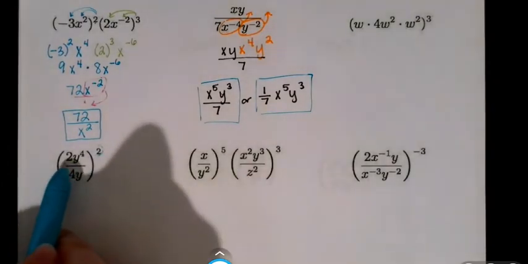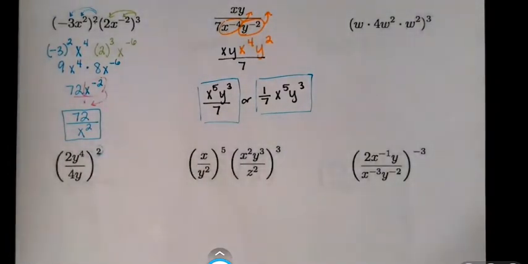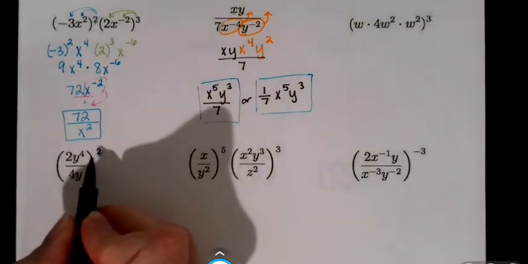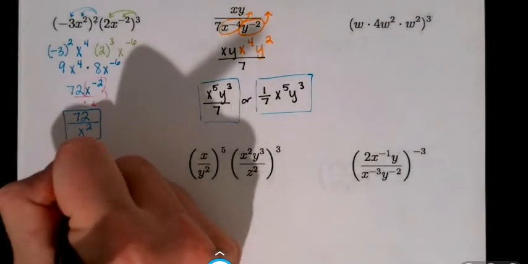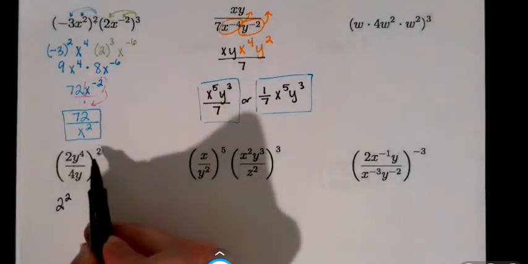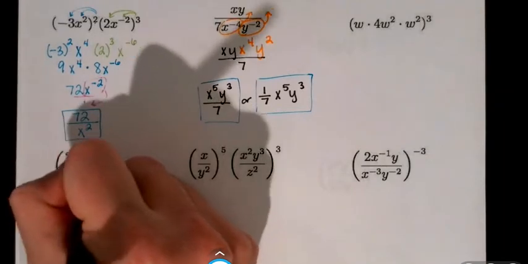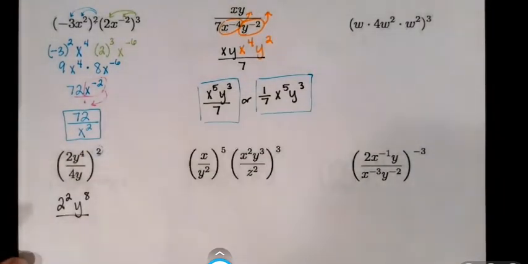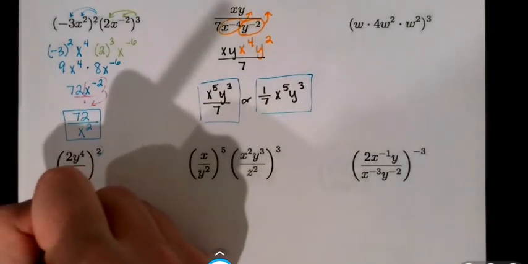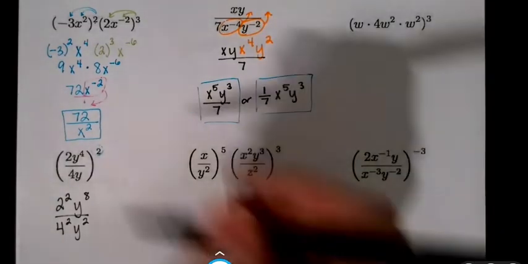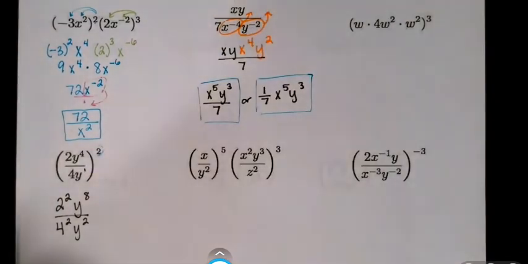So I have my coefficient out front. I'm actually going to change my pen and use the black one. So my coefficient 2 is being raised to a power of 2, so I'm going to write that down first. Then y to the fourth is being raised to a power of 2. I use my power rule and I multiply my exponents. In my denominator, I have 4 raised to a power of 2, and then the y is being raised to a power of 2. It was an invisible 1 exponent, so 1 times 2 gives me that 2, and that's how I get this.